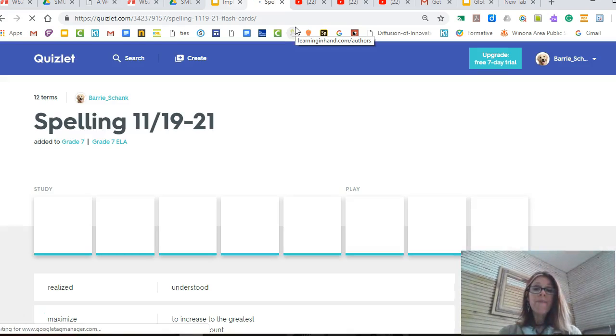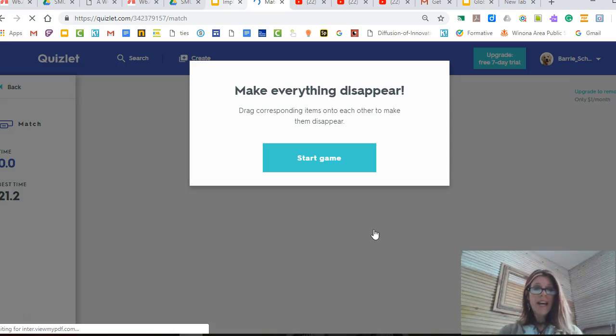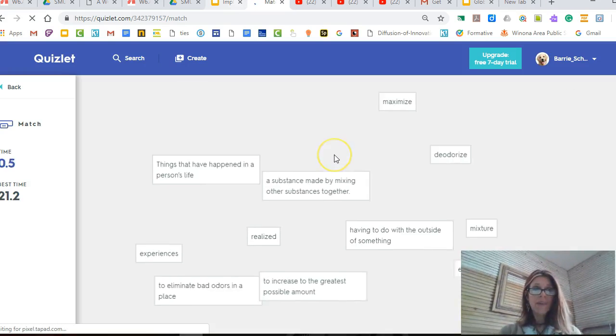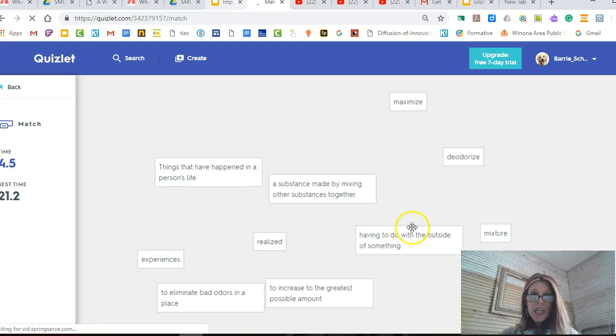I do spelling in grade 7 and 8, and we have vocab, and there's a live feature that you can use with students. And then there's also this personal type of game that they can play. For instance, play with me. We could play a game of match from our spelling in November, and that is very simple. Kids can use the code having to do with the outside of something.